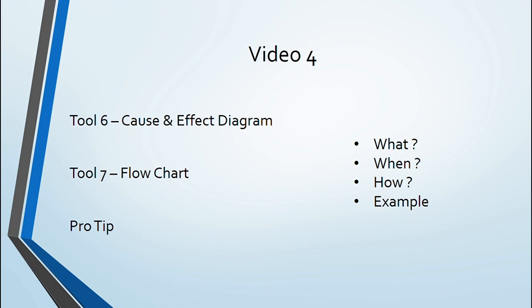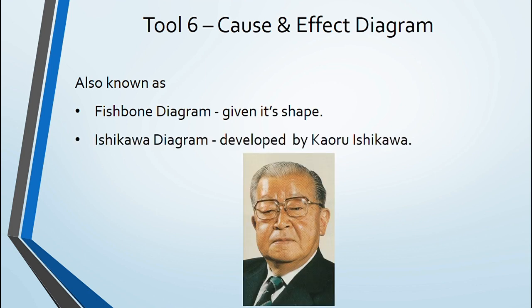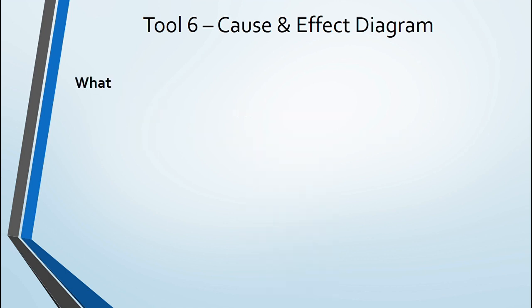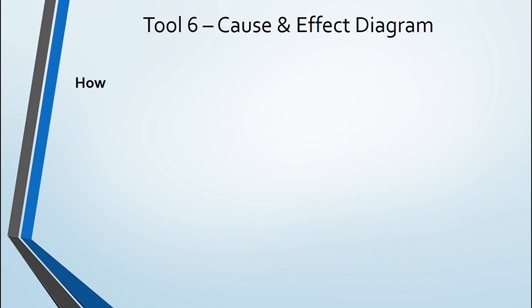So let's move in. We will start with the cause and effect diagram, which is also commonly known as the fishbone diagram given its shape. We will come to that part later in the video. Also called the Ishikawa diagram after the person who developed the tool, Kaoru Ishikawa. So, what is the Ishikawa diagram or fishbone diagram? It is a problem solving tool that systematically investigates and analyzes all the potential or real causes that could result in a single effect.